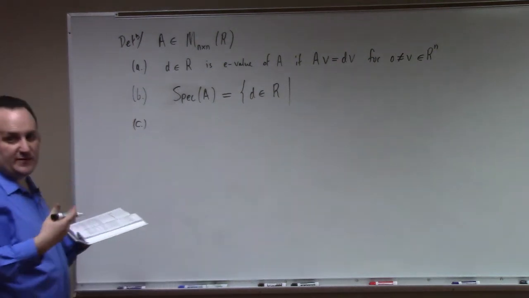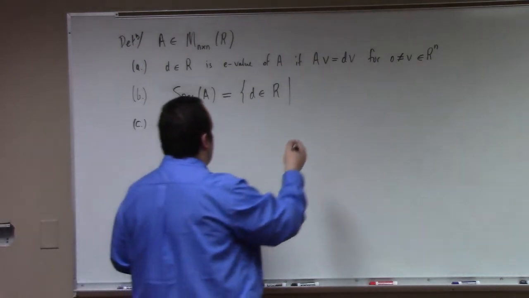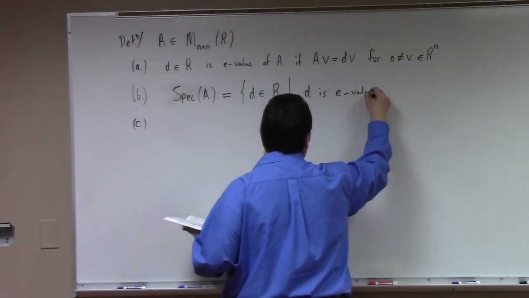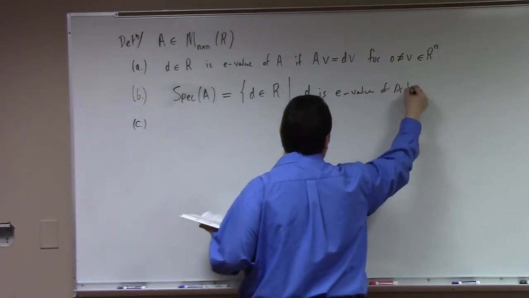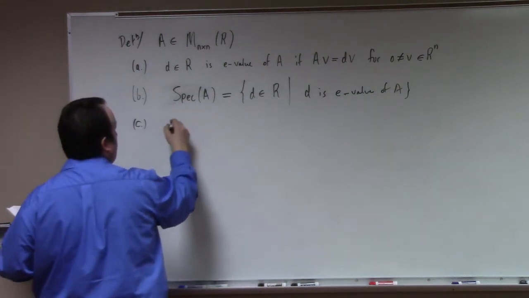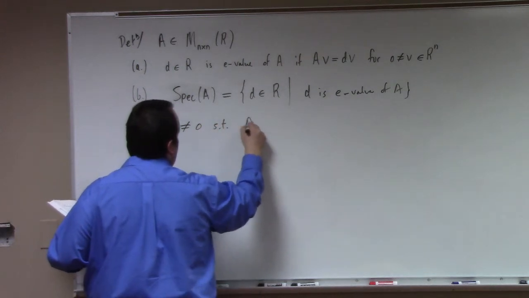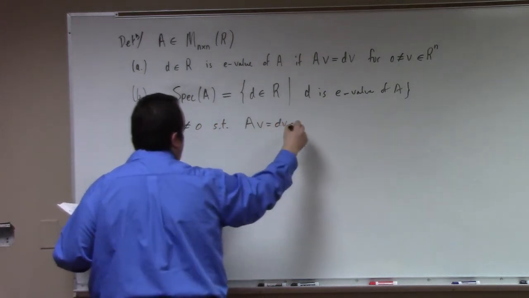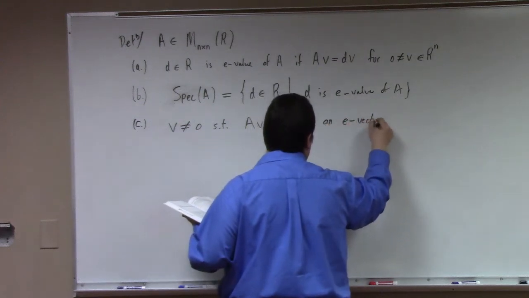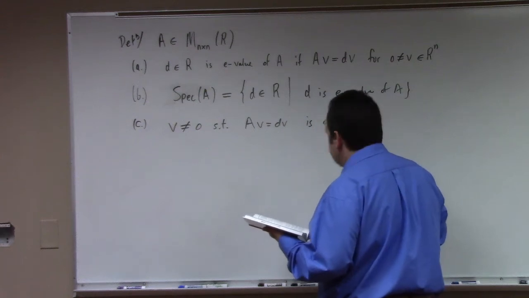What is the spectrum? The spectrum is the set of eigenvalues. So it's d in the ring such that d is an eigenvalue of A. That is, there exists v not equal to 0 such that Av equals dv, and v is an eigenvector of A.